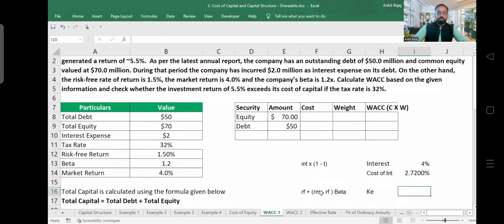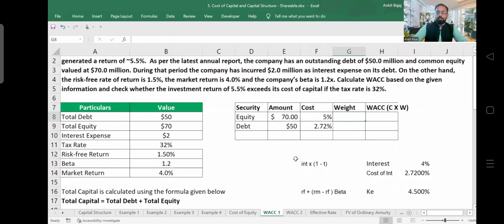Now, if I want to calculate cost of equity, what is going to be the formula for calculation of cost of equity? This formula I have to use. So what is risk-free rate here? Risk-free rate is 1.5% plus return from market is 4% minus risk-free rate, again 1.5%, into beta, right? So here your KE is going to be 4.5%. So cost of equity is 4.5% and cost of debt is 2.7%.